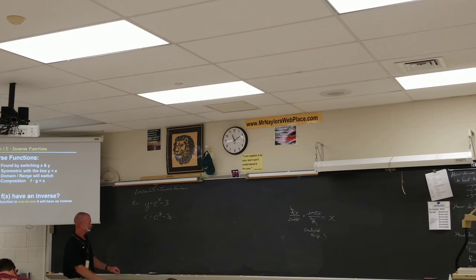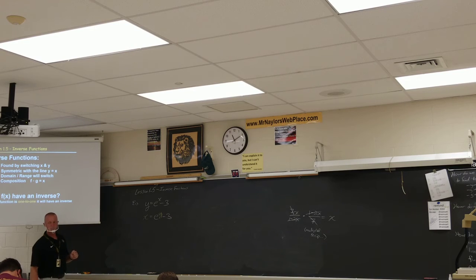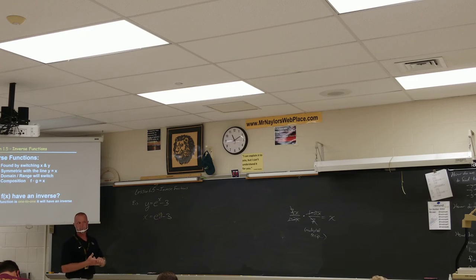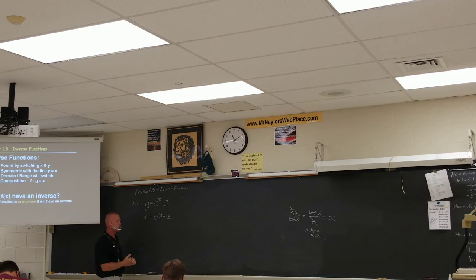So we have x equals e to the y minus 3. Now remember, your goal is to solve for y. It should be pretty easy peasy stuff here. Add 3 to both sides as you solve for y.